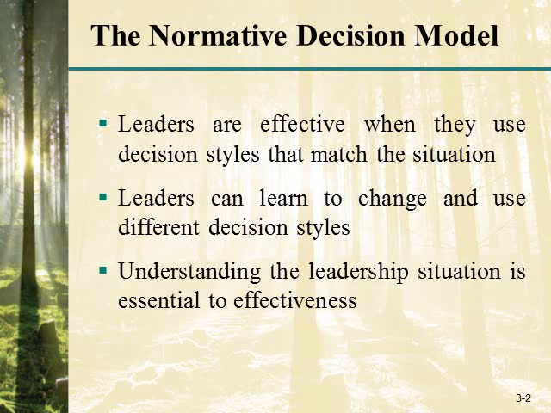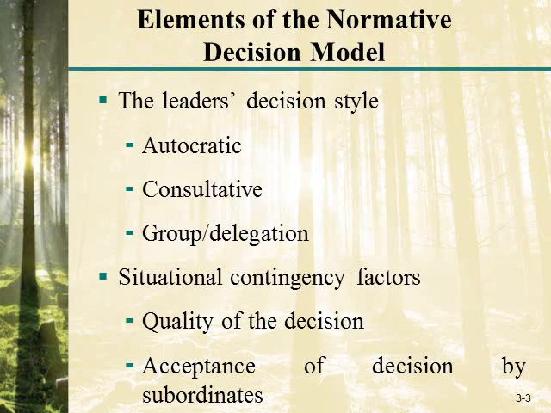So the leader may be able to change and use different decision styles. It depends on the situation being faced. Understanding the situation is essential to reach effectiveness. What are the elements of the normative decision model? Here we face, first of all, as we said, a match between the leader's decision style and the situational contingency factors.